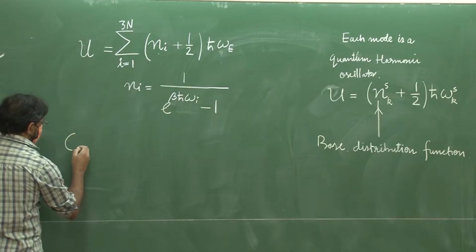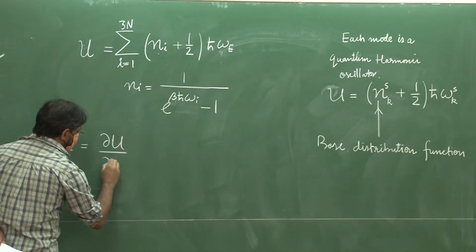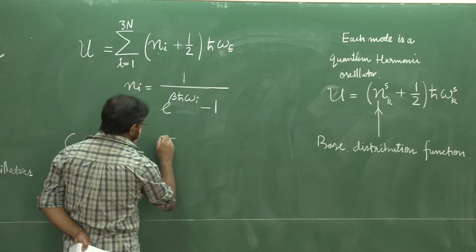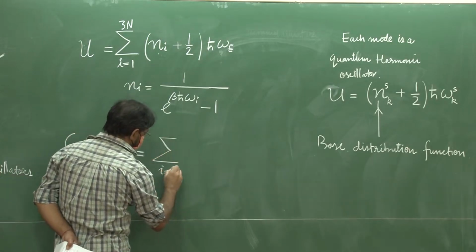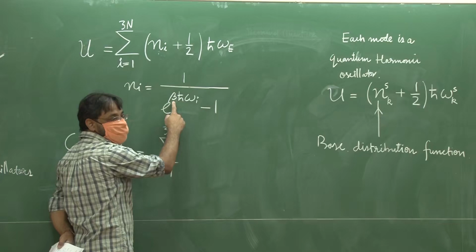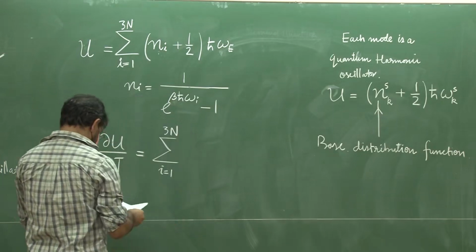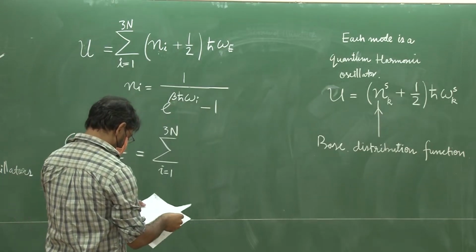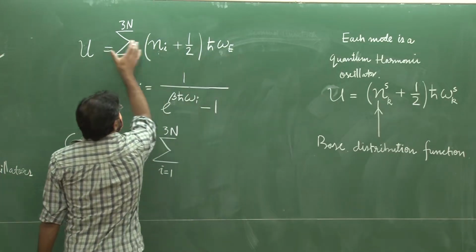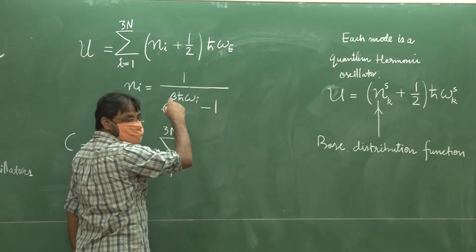So I will just write the expression. C is del U del T, and this is equal to summation i from 1 to 3n. Now you put this here, and it has the temperature dependence, so you have to differentiate it. Differentiating is not difficult. In fact, this will come out because this is temperature independent. This will get cancelled, the 1/2 will get cancelled, the zero point energy.